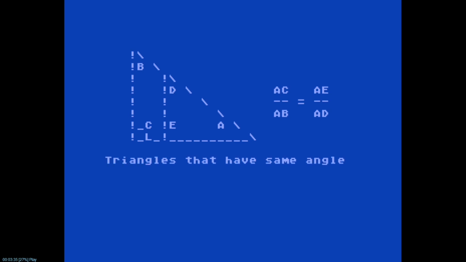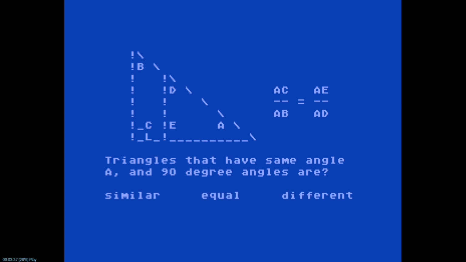We know from MA10 that there is a proportion or equality of ratios between the ratio of the line length AC divided by AB and the ratio AE over AD. This proportion always occurs in similar triangles. What are the triangles that have the same angle A and each have a 90-degree angle?